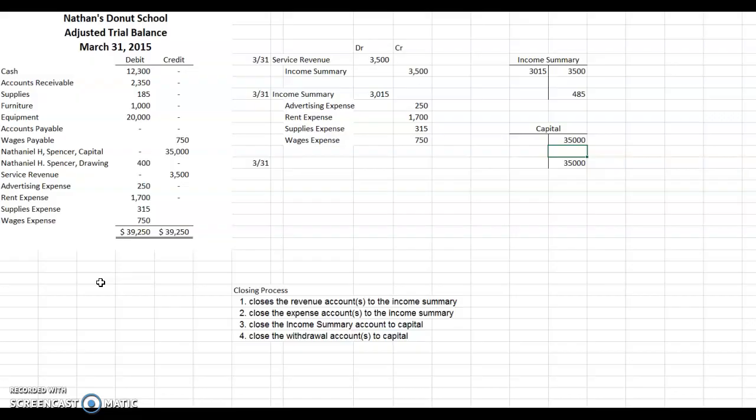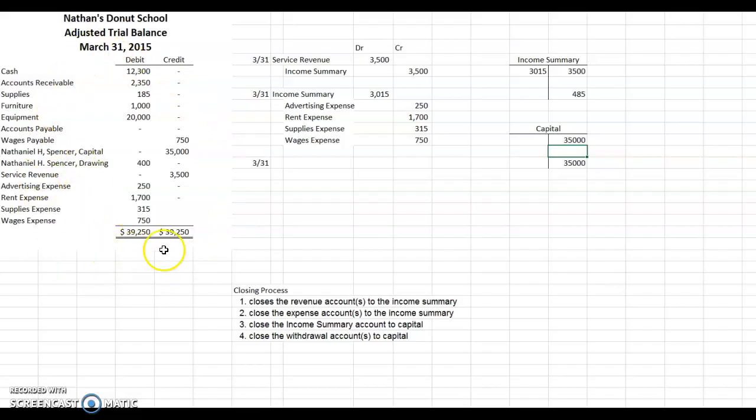So at the end of the accounting cycle, we close out our revenue, our expense, an income summary account, which is a temporary account we only use during the close, and the withdrawal account. And we close them out with 4 journal entries. So we're going to talk about them here.